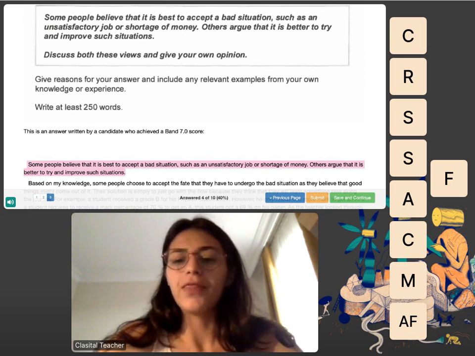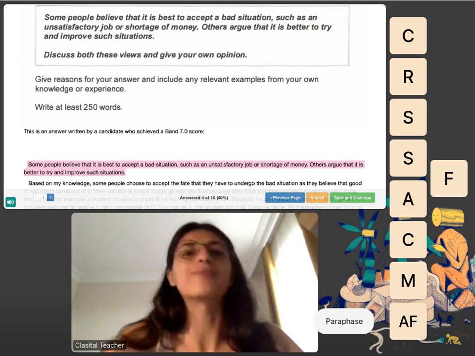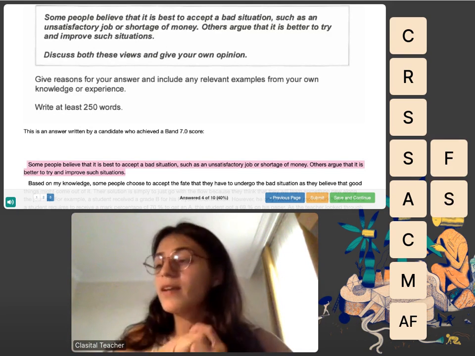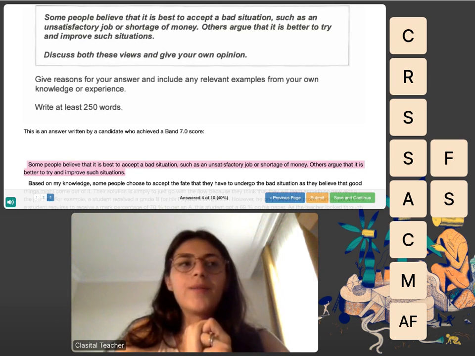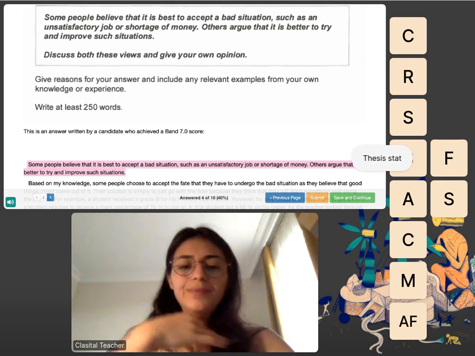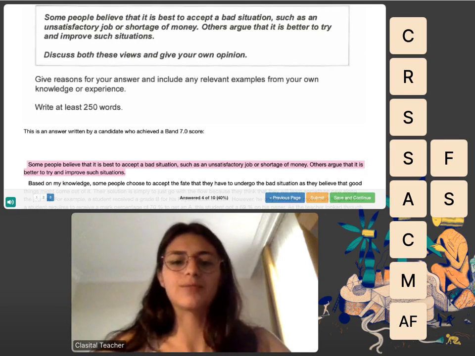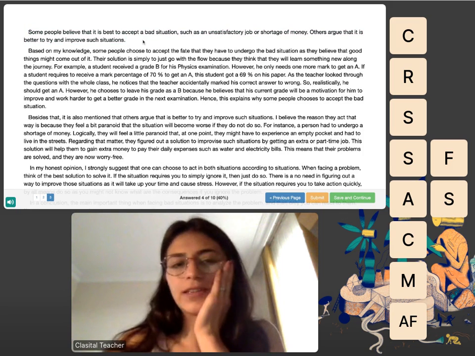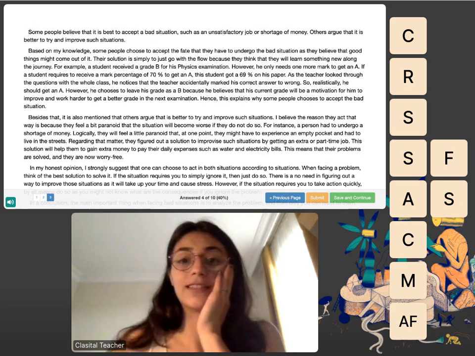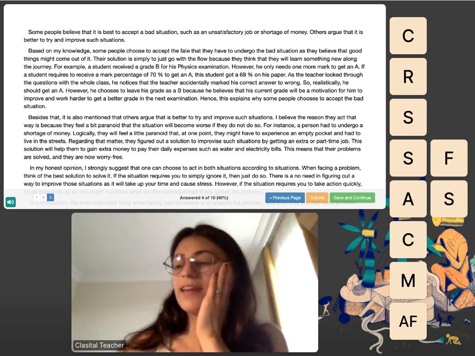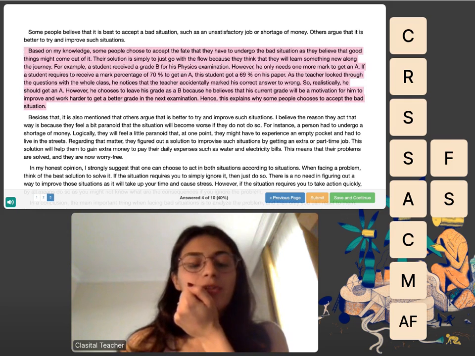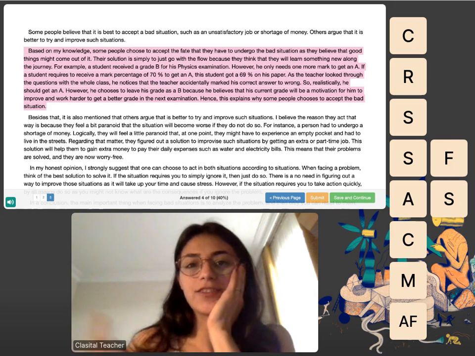So basically, there are no paraphrased versions of the information in the question. It just directly copies it. Yes, paraphrasing is not here. So this is the first mistake that the candidate has made here. And the second thing is that it doesn't have a thesis statement. It doesn't show the side this essay is going to take. Yes, a thesis statement, but it separates that opinion as another paragraph.